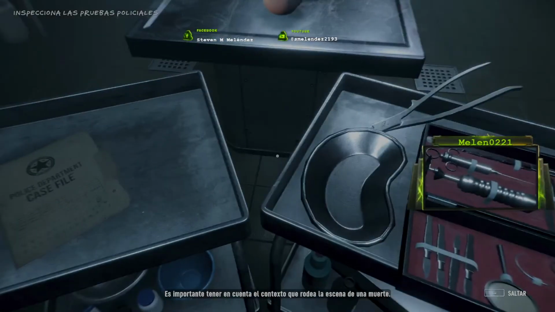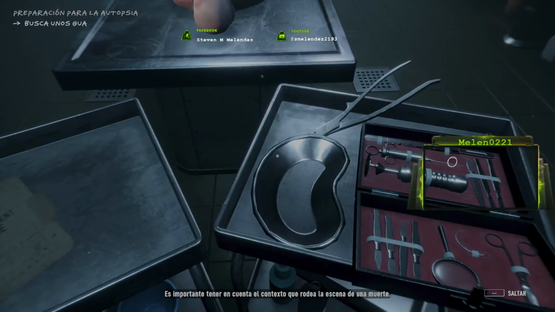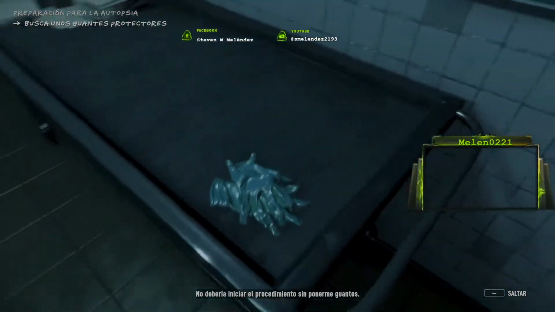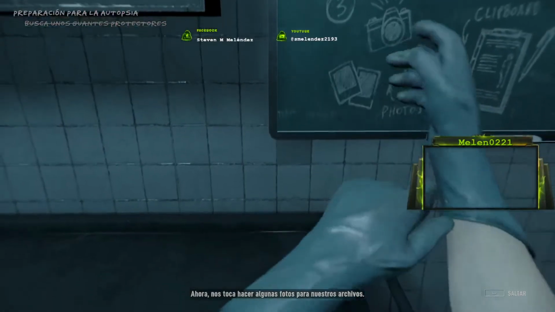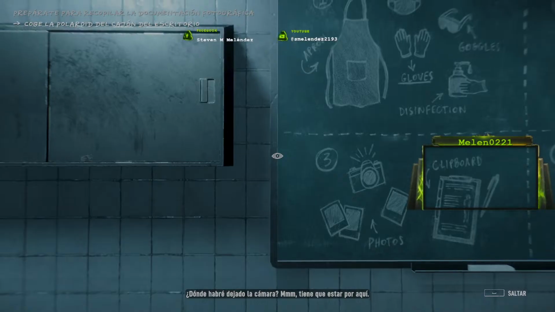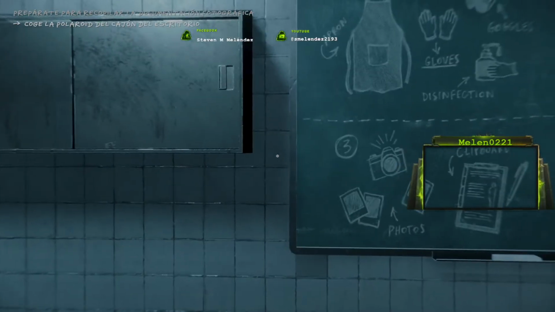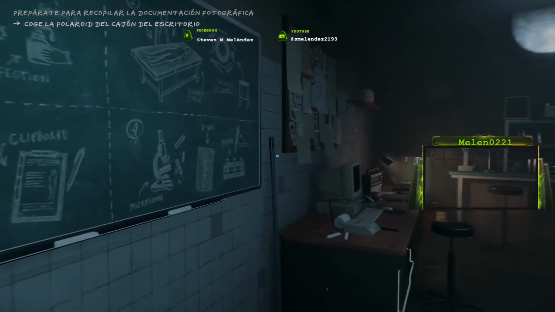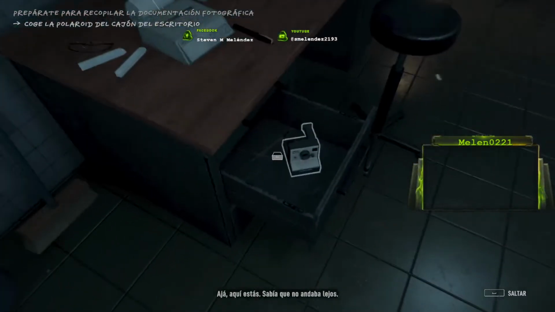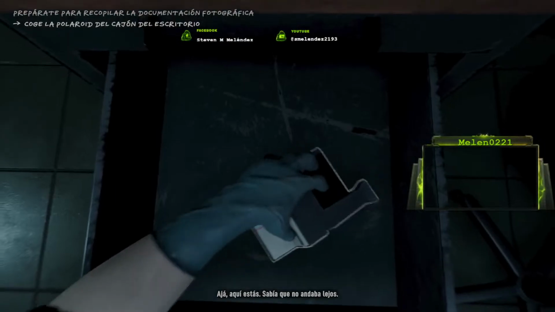It's worth remembering the context around the scene of a death. This allows you to better interpret any traces found on the body. I shouldn't start the procedure without gloves. Now it's our turn to take some pictures for our files. If I can just remember where I left the camera. It's in here somewhere. Aha! There you are. I knew it was here somewhere.